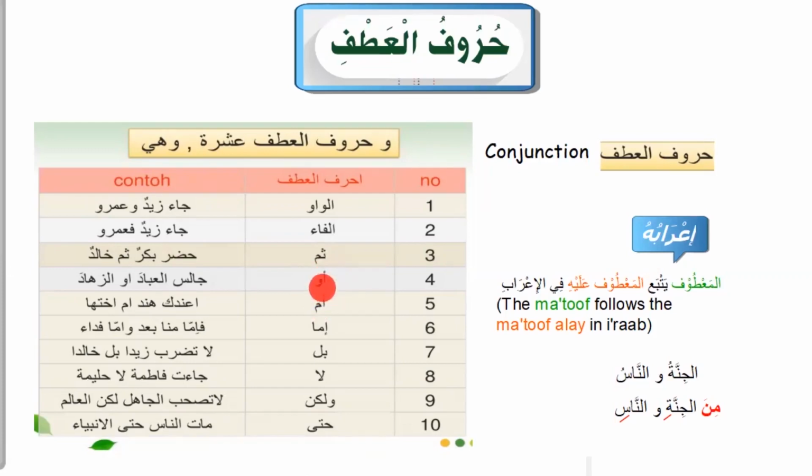Both mean "or", but this one is used in an interrogative sentence. Example: if I'm asking you a question, did you go to school or did you go to the hospital? So you see that "or" there is used in what sentence? The sentence in itself is an interrogative sentence. I'm asking you. What I'm saying is an interrogative sentence.